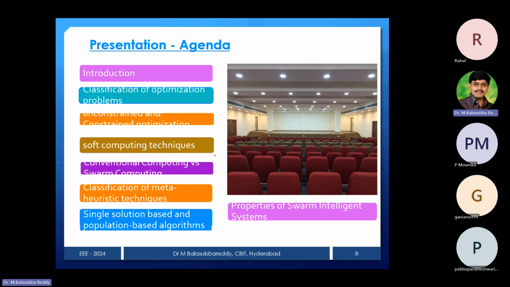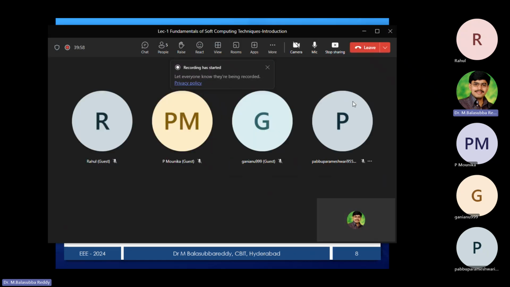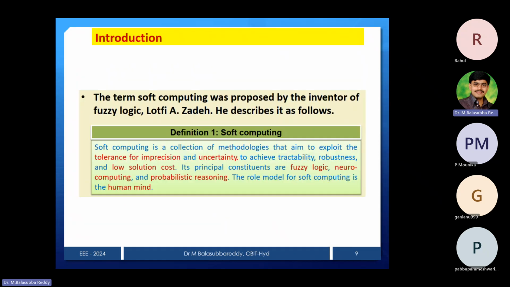So as I mentioned in the syllabus also, there are definitions and all, what is soft computing, all these things we'll see. And after that, we'll move on one by one, and we will be able to observe what topics need to be covered. So now we'll see what this soft computing is.